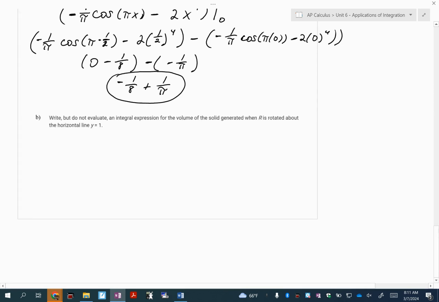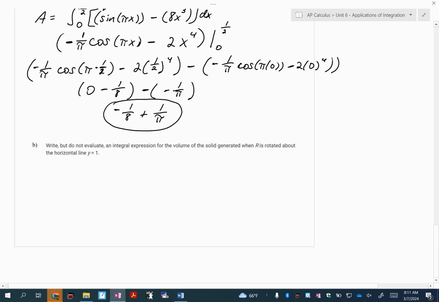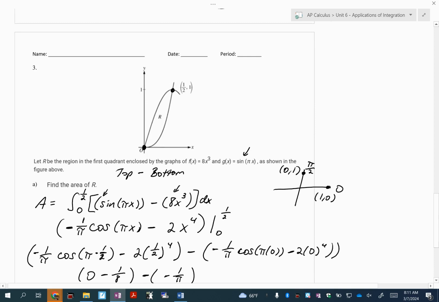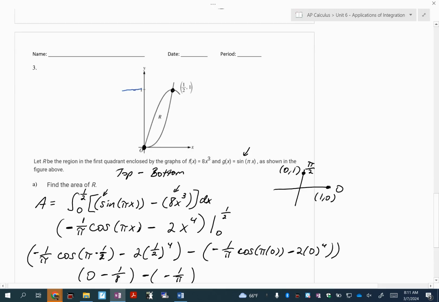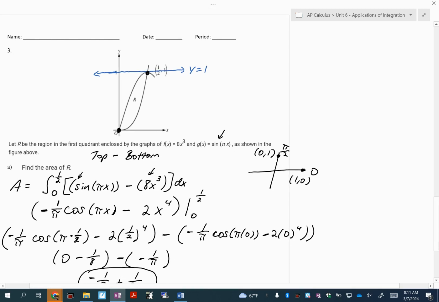Okay, let's do one more, then we're done. Part B: write but do not evaluate an integral expression for the volume of the solid generated when R is rotated about the horizontal line y equals 1. So let me draw the horizontal line at y equals 1. Do my best here. So there's y equals 1. And the idea is that we are revolving this region R around that. You should notice there is a gap or a space when you do revolve it.